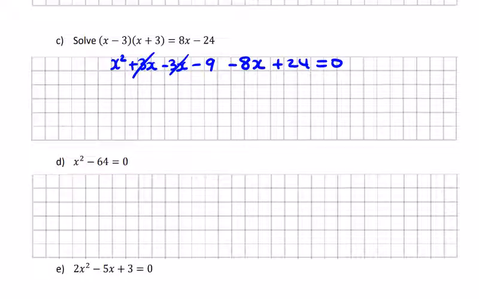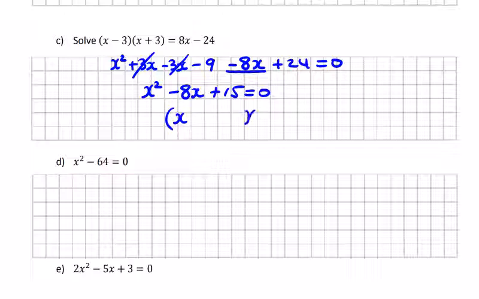So now just tidy it up and see what's left. We have x squared. The only x we have is minus 8x. And we have 24 take away 9, which is plus 15 equals 0. So now we're back to question B, where we have to factorize and solve.